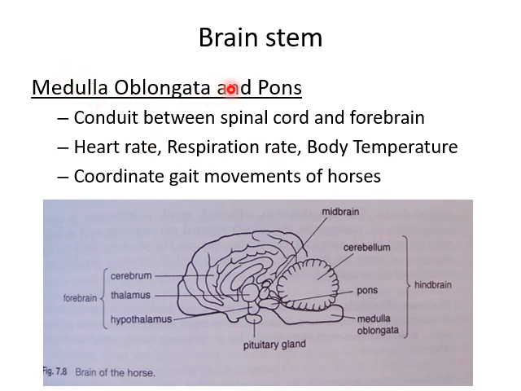The medulla oblongata and the pons are the conduit between the brain or the spinal cord and the forebrain. So you've got the spinal cord coming out of the medulla oblongata there, and then you've got the thalamus, the forebrain, working your way through the midbrain to get to that lower brain. So you've got a lot of things here we don't think about. Heart rate is controlled here, respiration rate, body temperature. We've got the coordination of gait movements with our horses.